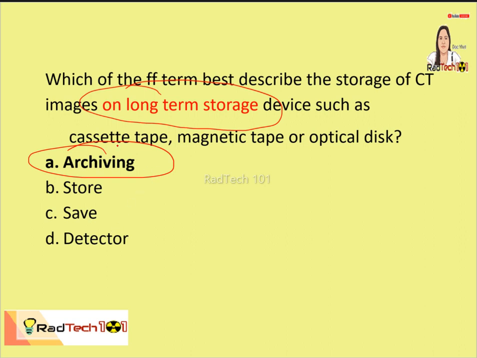So, ang gamit before were cassette tapes, if naabutan nyo pa, sa mga nakaabot pa. Magnetic tapes, ito yung ating mga Betamax, VHS before. And optical disc, ito na yung ating mga CD, DVDs. Pero ngayon, nauso na rin yung ating flash drive and external hard drives.